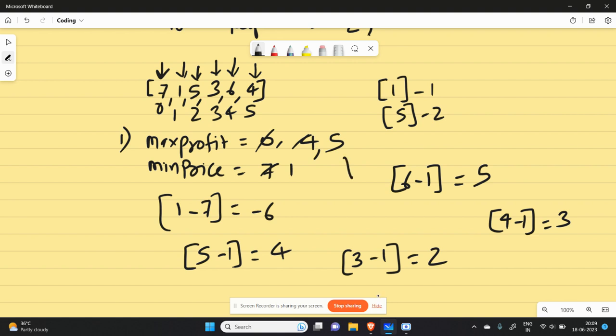So the max profit we could make is 5, and the corresponding elements are 6 and 1. We should buy at price 1, and we should sell it at 6. So this is the buy price and this is the sale price.